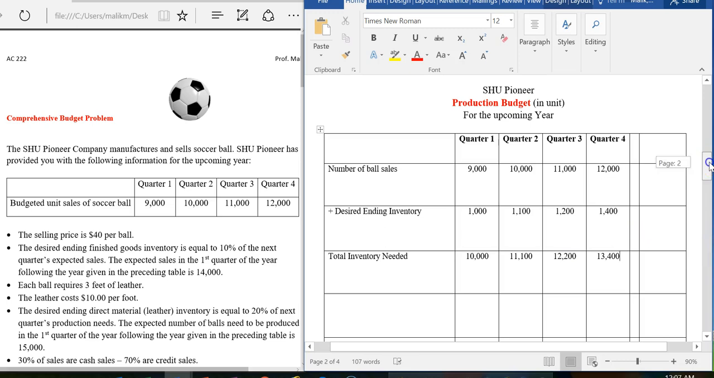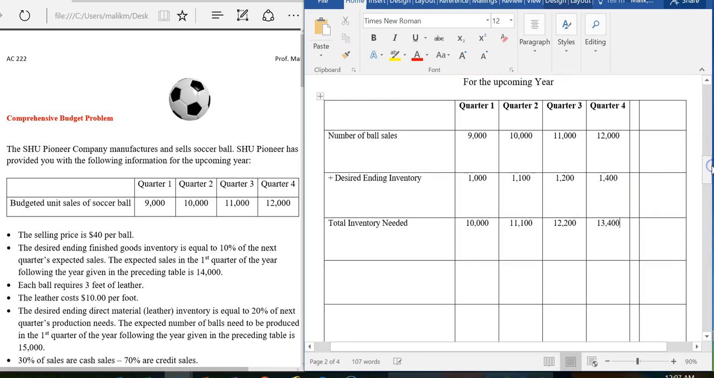Now remember, they should already have some beginning inventory. Of course, one quarter's ending inventory will be the next quarter's beginning inventory. So they actually don't need to produce those units. To know the exact amount that they need to produce for a specific quarter, we're going to subtract the beginning inventory. Now let's try to subtract the beginning inventory.